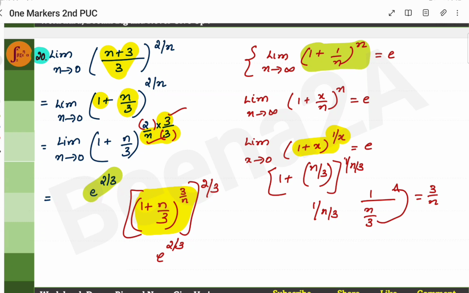Slightly tricky because all three formulas look similar here, right? But small differences are there. It's close to this one. Instead of x, I have n by 3. Instead of 1 by x, I have 2 by n. So I can multiply and divide by 3 and get it in this particular form. Slightly tricky, but you'll have to practice this problem.